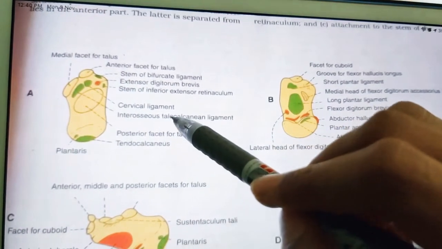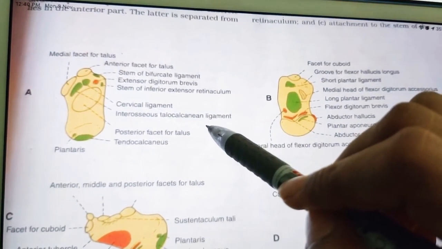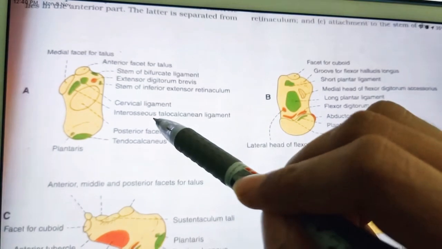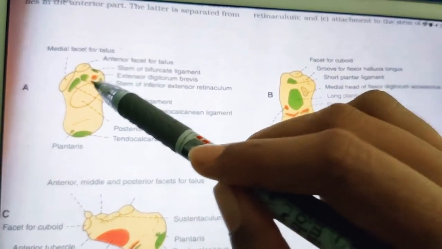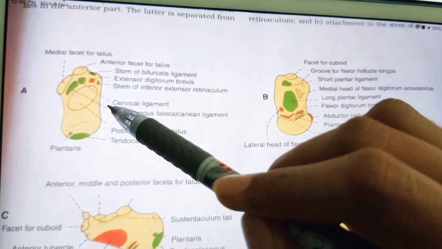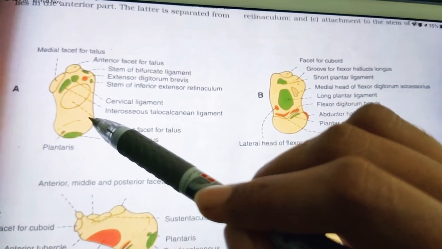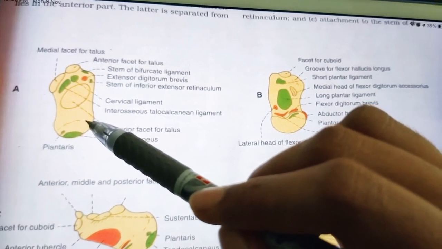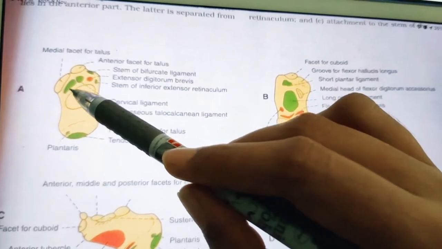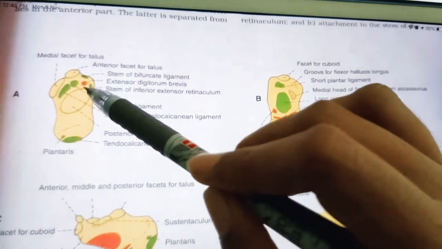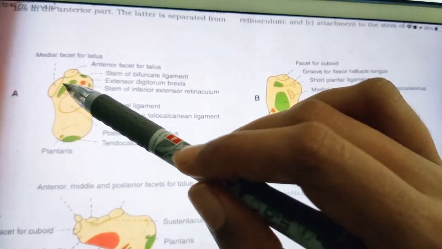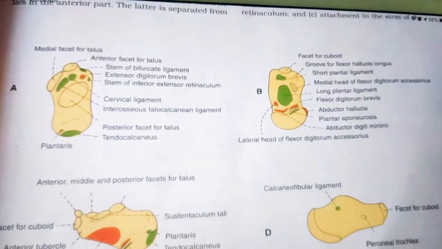You can see here it's mentioned interosseous talocalcaneal. That is, from the talus to the calcaneus, the ligament will be there. Interosseous means in between the two bones, right? That is, in between the talus and the calcaneus. And there is also the cervical ligament, which is present laterally. So medially you have this interosseous talocalcaneal ligament, and laterally you have the cervical ligament, which is attached in the medial narrow space called the sulcus calcanei.